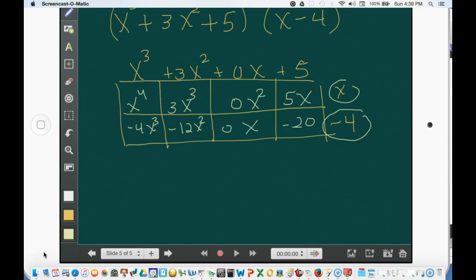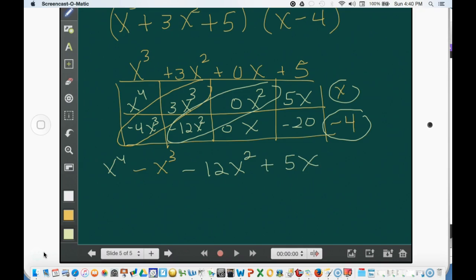What you're going to notice is all the like terms in the table are along the same diagonal. So x to the 4th, there is no other 4th term, but the like terms here are on this diagonal, and that's going to give us negative x cubed. The x squared like terms are on this diagonal, so negative 12x squared plus 0x squared is negative 12x squared. If we look at the next diagonal, 0x and 5x is 5x, and we're left with a minus 20. So if I had FOILed that whole thing out, this is what I would get.